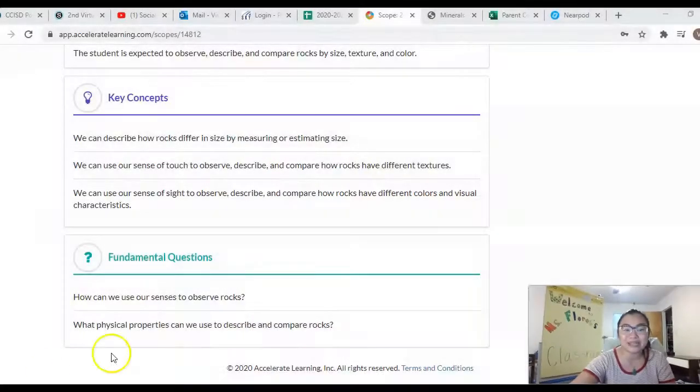If you said we might use a ruler, then you're right. We might use a ruler to measure how many centimeters or how many inches a rock is. All right. And so first we're going to be reading an article. We're going to do some vocabulary. And then tomorrow we're going to do a rock activity, which I'm super excited about.